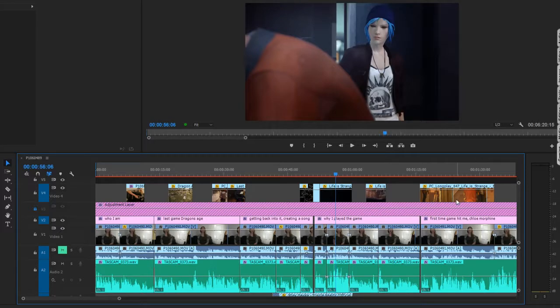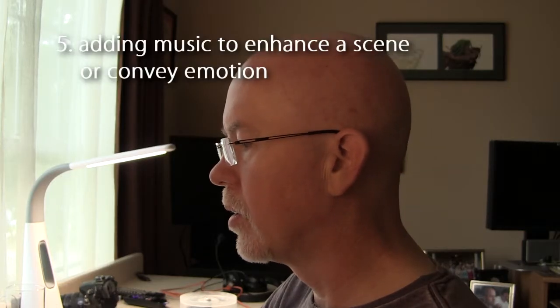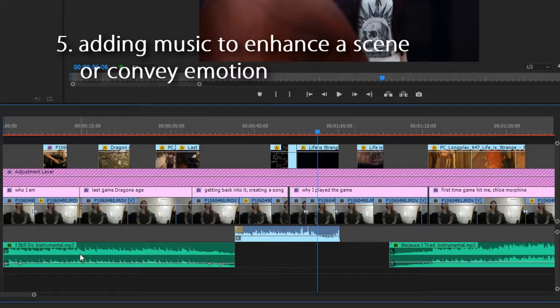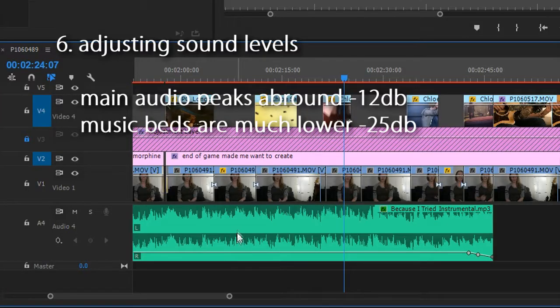From there, after I add my B-roll and I shuffle that around and get it the way I want it, then I start looking at music. And so I take some of the music that I have and I place it in certain areas that I think it has impact or that it enhances. If I raise this line, the music gets louder. If I lower it, the music goes lower.